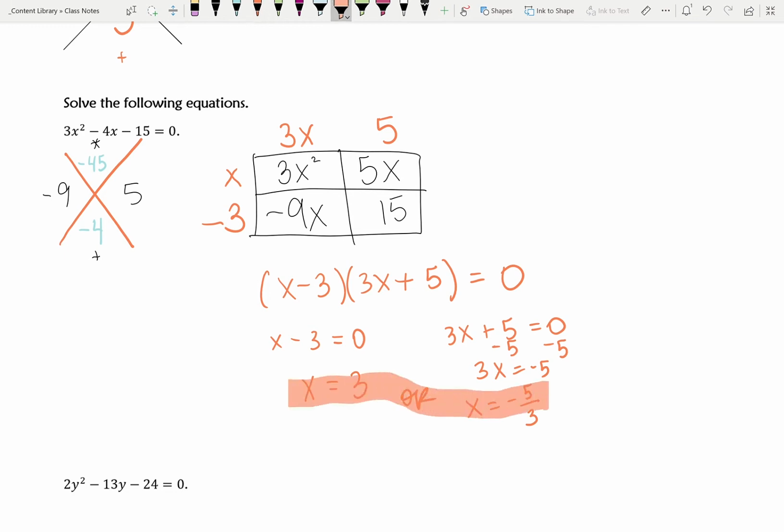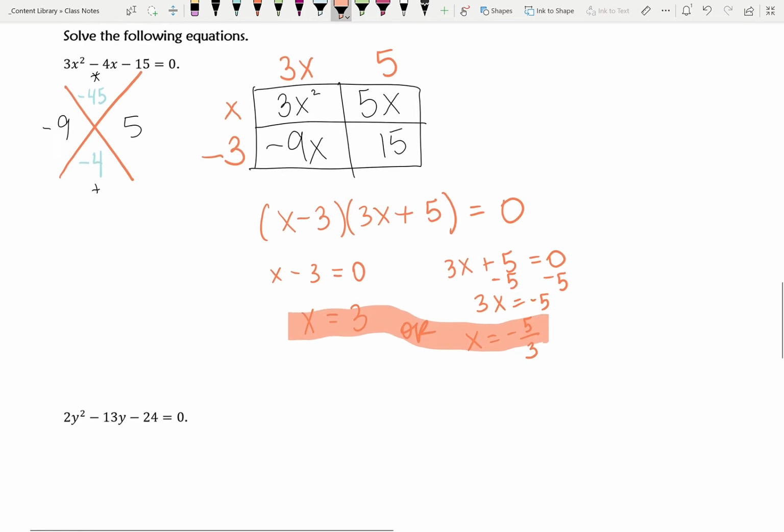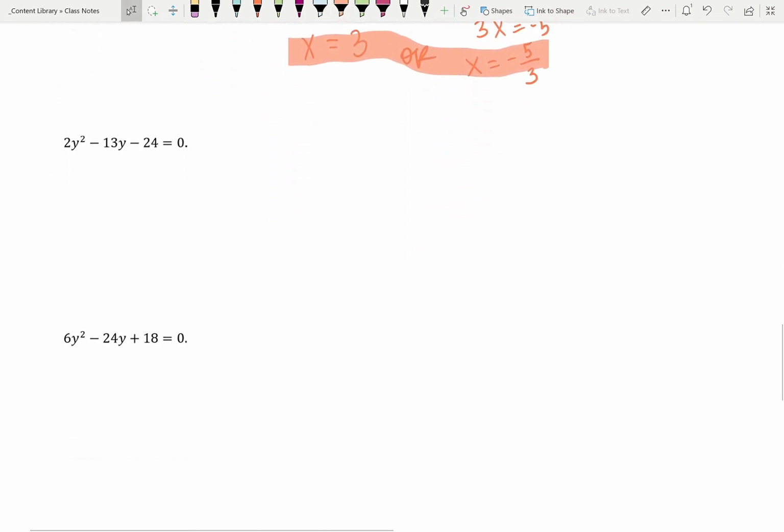So we're just adding one layer to this. After we factor, we still have to solve for x. We keep going and look for a GCF. So 2, 13, and 24. 13 is prime, so nothing goes into all of those.